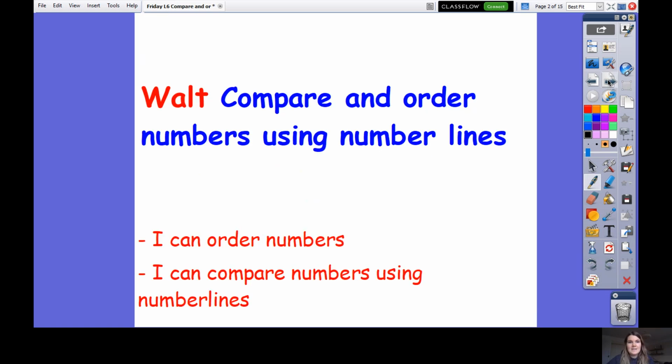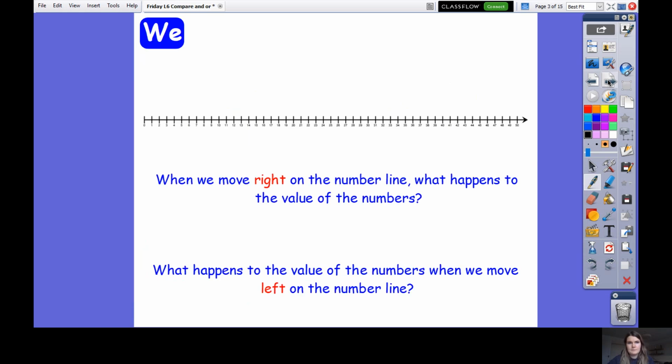Fantastic. Okay, so today we are comparing and ordering 2-digit numbers using a number line. So we're not going to be counting. We're going to be using a number line to figure out what is a greater and a smaller number and comparing them. Okay, so here is a number line. Now, I know that's very small, but we know what a number line looks like. But what I want to check is which way the number line goes.